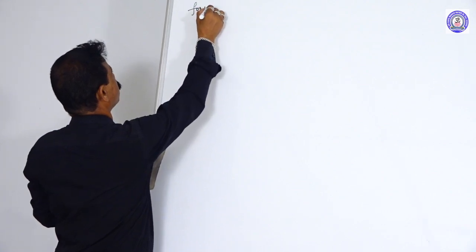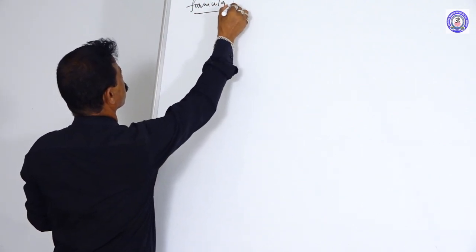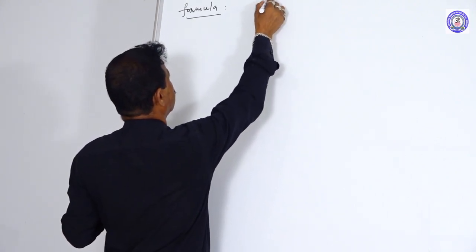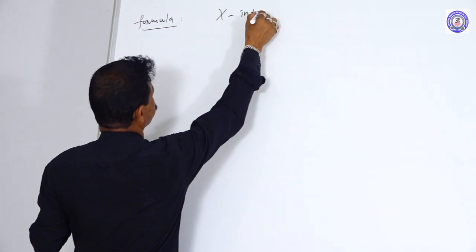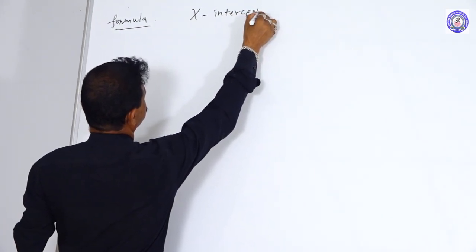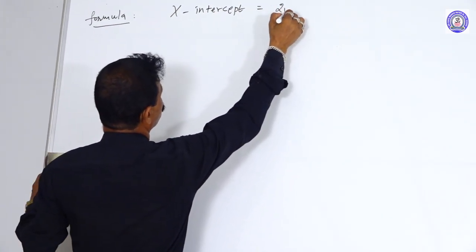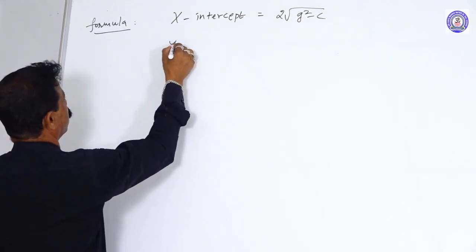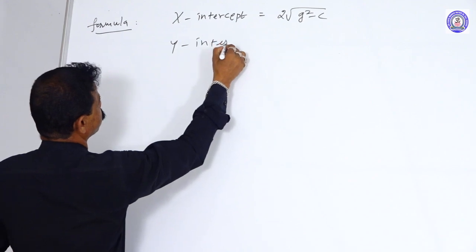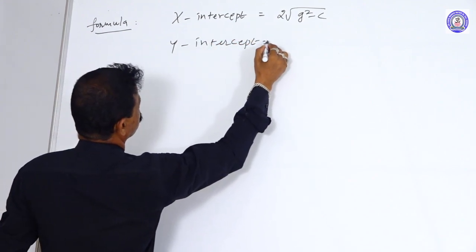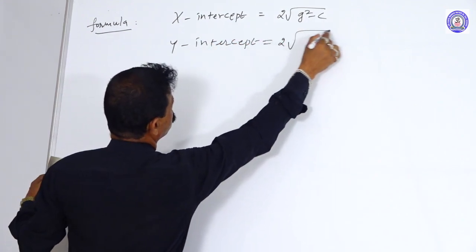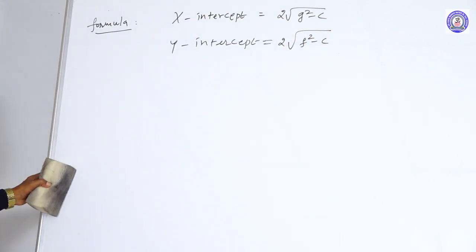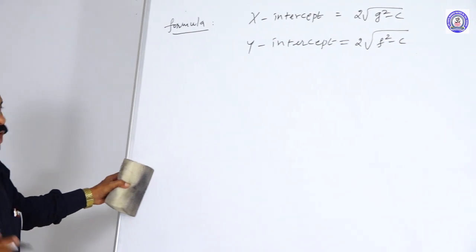Formula. X-intercept is equal to 2 root of g square minus c. Y-intercept, similarly, 2 root f square minus c. X-intercept meaning what? Y-intercept meaning what?